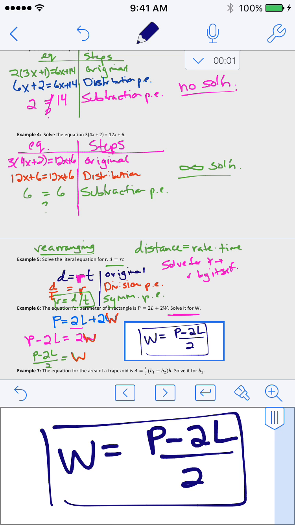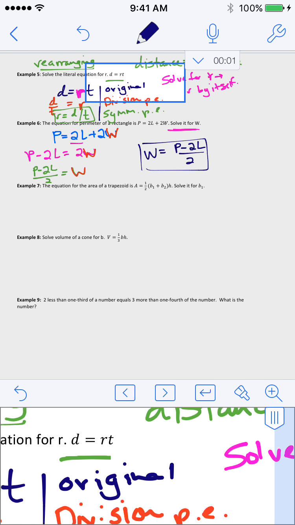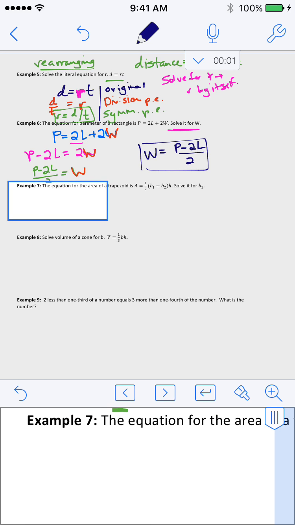Again, one side did not end up very pretty. It's not W equals 5. It's not W equals 1/2, right? It's W equals this whole nonsense, but that's why it's called rearranging and not really solving, right? So it's kind of solving, but it's not really solving in a sense either. Alrighty. Let's do one more together, and then I will have you solve one by yourself.